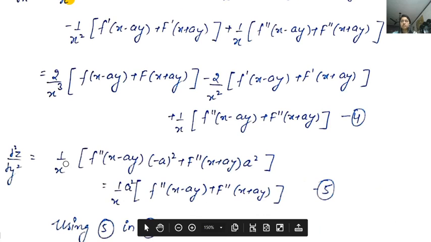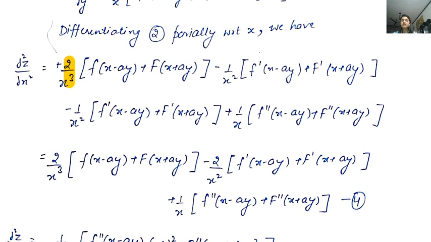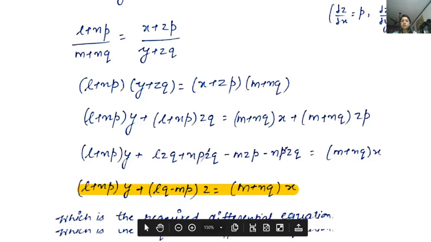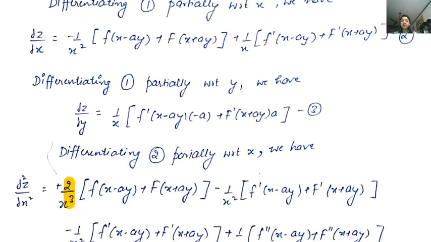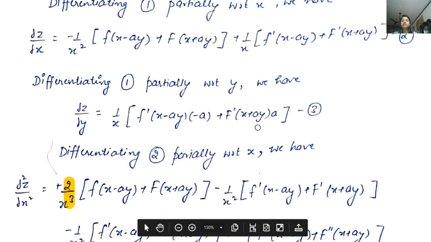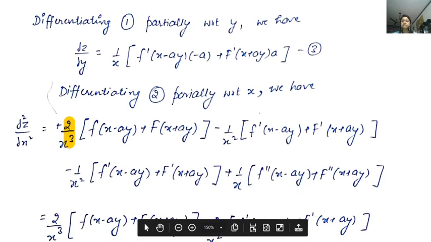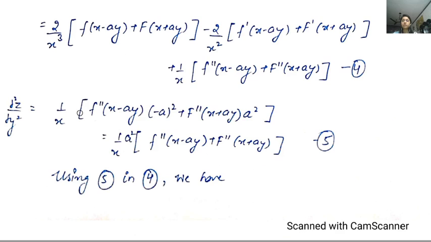Now we can find out ∂²z/∂y² with the help of ∂z/∂y. We have ∂z/∂y here. When we differentiate this with respect to y, we will get 1 by x as it is into f double dash (x minus ay) into minus a whole square, plus F double dash (x plus ay) into a square. So we have ∂²z/∂y² equals to a square over x [f double dash (x minus ay) plus F double dash (x plus ay)].